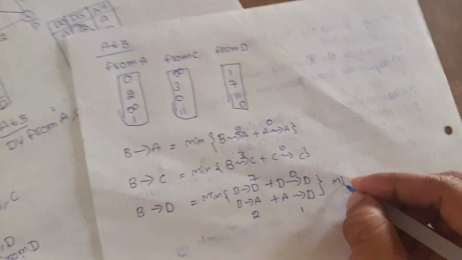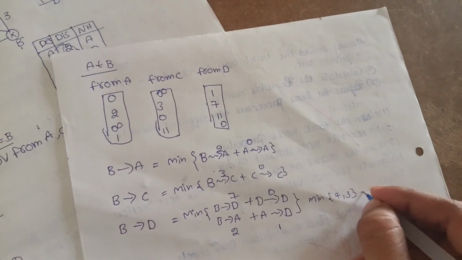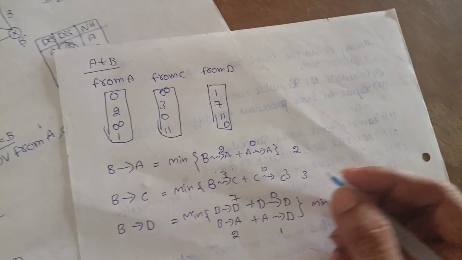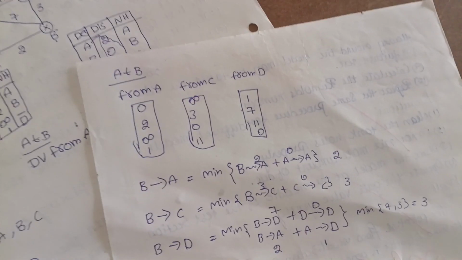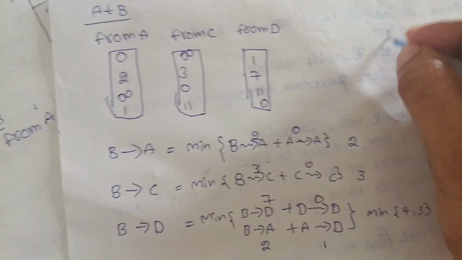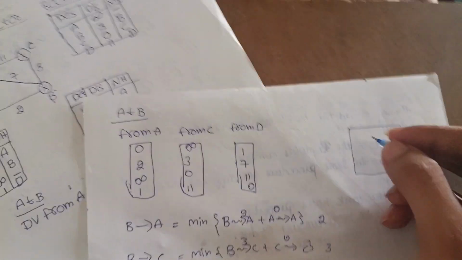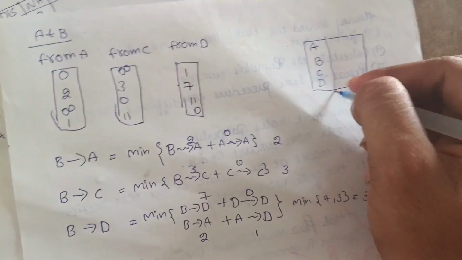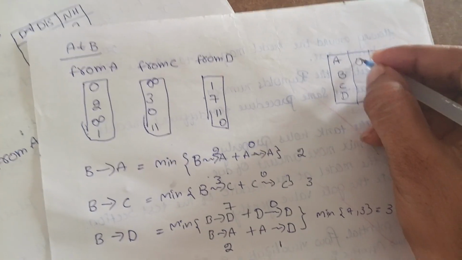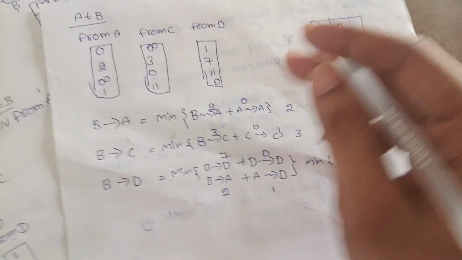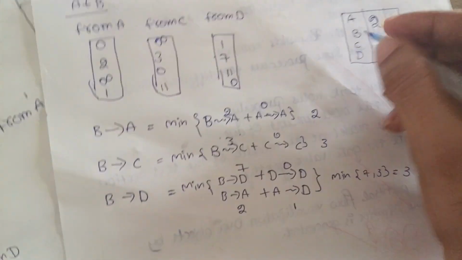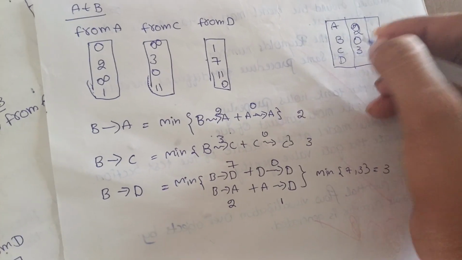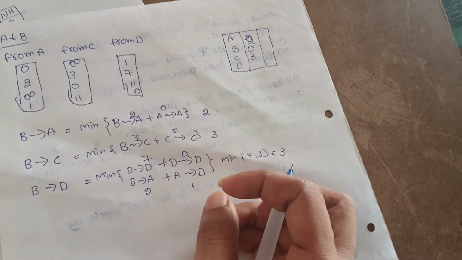So we can easily say the minimum of 7 comma 3 is 3. Here 2, here 3. We can write the distance vector table at B. A, B, C, D, and again here A to A distance is 0. B to A distance is 2. B to B self distance is 0. B to C distance is 3. B to D distance is 3.